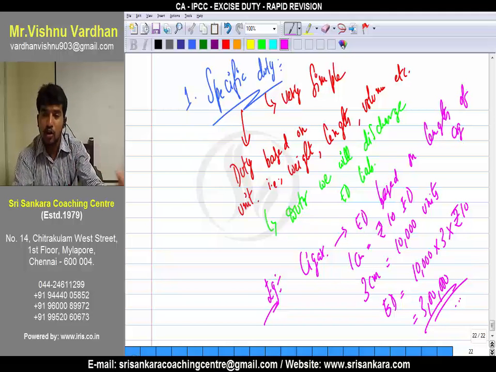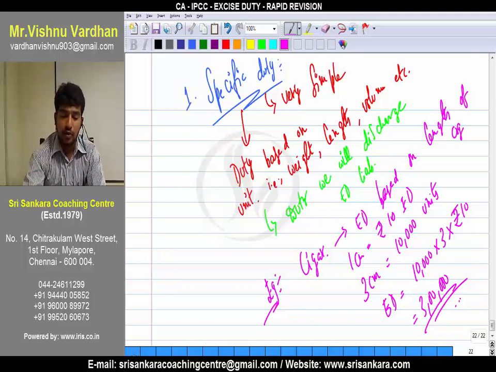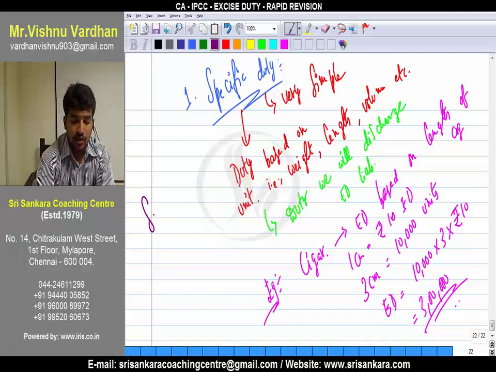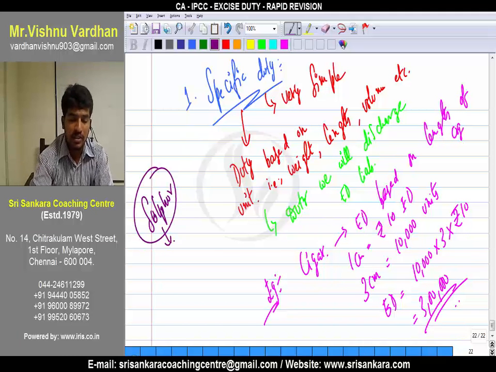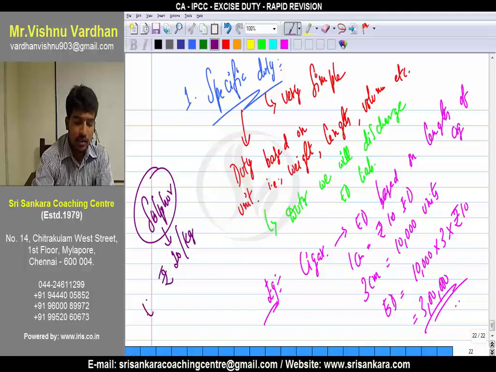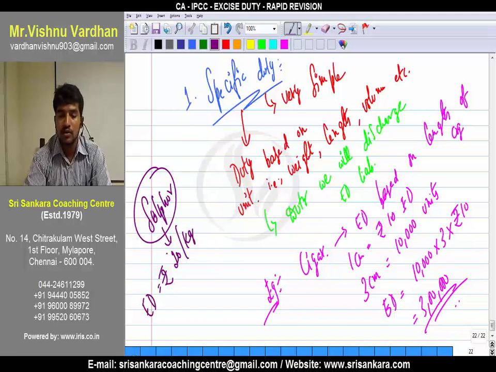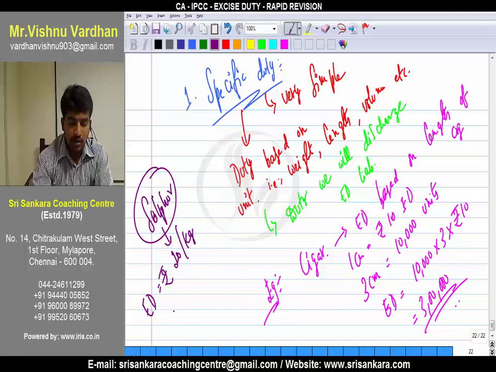So we will take how many units we have produced. Based on that, we will calculate excise duty. So one more example we can have. Let us assume we are manufacturing sulfur. The government says ₹20 per kg is the excise duty on sulfur. So let us assume I am manufacturing 1000 kgs of sulfur this month.